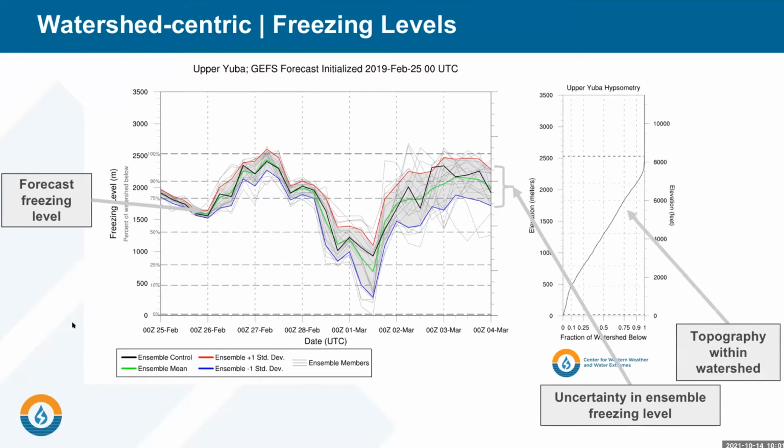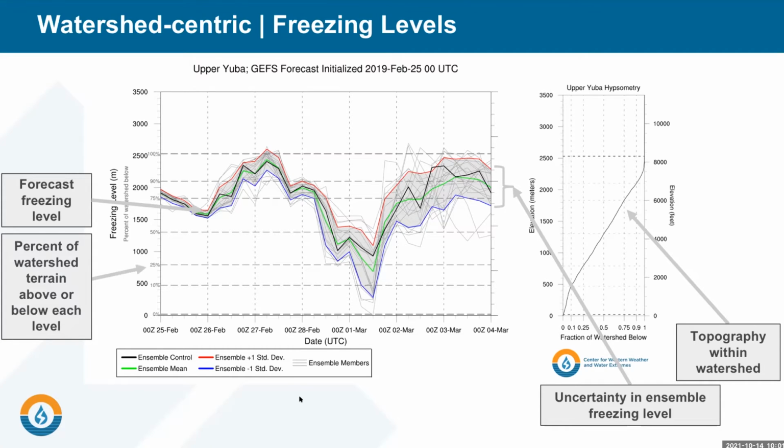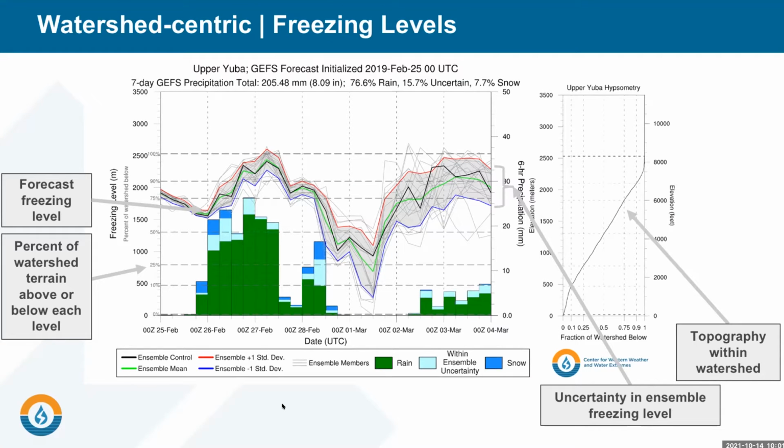The topography within the watershed is also shown on the right diagram, as well as the horizontal dashed lines in the left diagram. These are shown based on a percentage of the watershed above or below a given height chosen. The other thing to consider when we're looking at freezing level is, when is the precipitation forecasted to fall? That's really when we care about the freezing level.